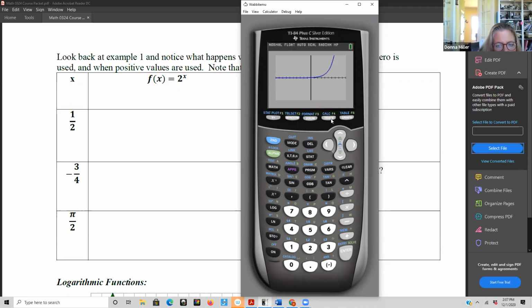All right, second calc value. So I'm going to look at -3/4. And it's got a value 0.594. So it's in the domain. If I look at pi/2, pi buttons here. Again, you can see that that's in the domain. So the domain of the function, all exponentials, is always the same as all reals.